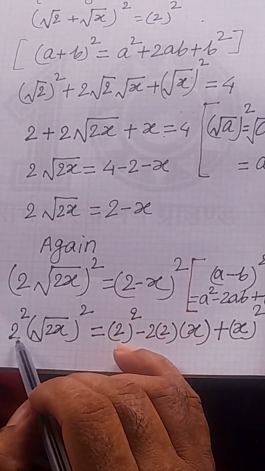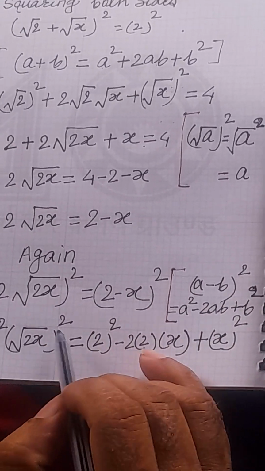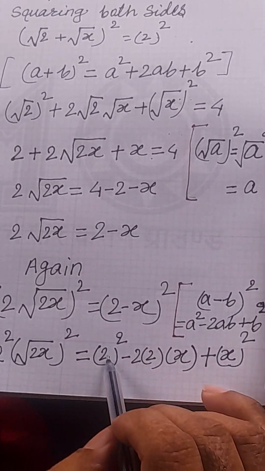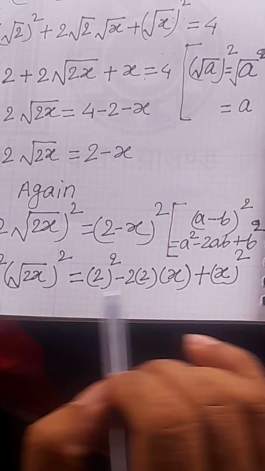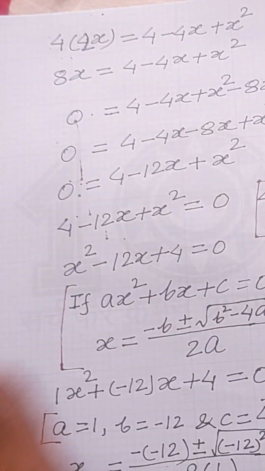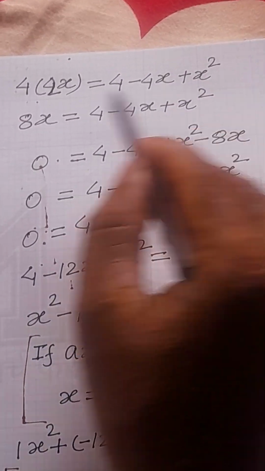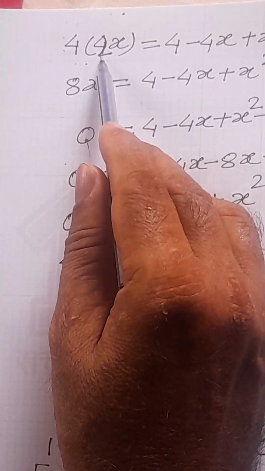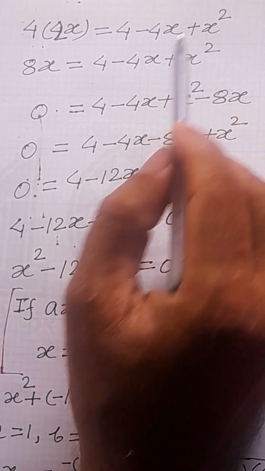This 2 is also a square, so 2 square and square root 2x whole square. So a square, 2 square, minus 2ab, plus b square, x square. Now 2 square means 4. Again the square eliminates the square root of 2x, 2 square 4, minus 2 times 2 times 4x... that is, 4 multiplied by 2, 8x, equal to 4 minus 4x plus x square.